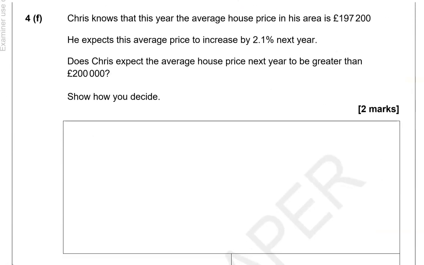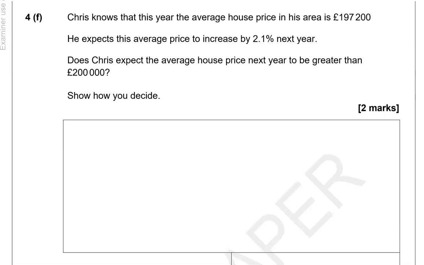Chris knows that this year the average house price in his area is £197,200. He expects this average price to increase by 2.1% next year. Does Chris expect the average house price next year to be greater than 200,000? Show how you decide.